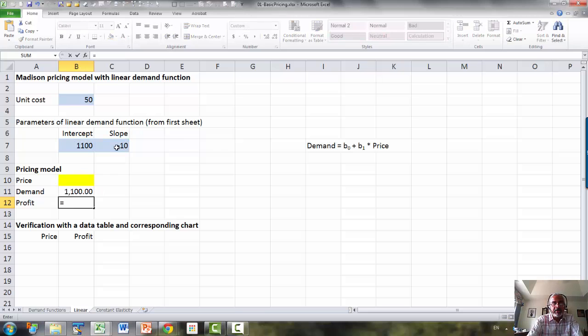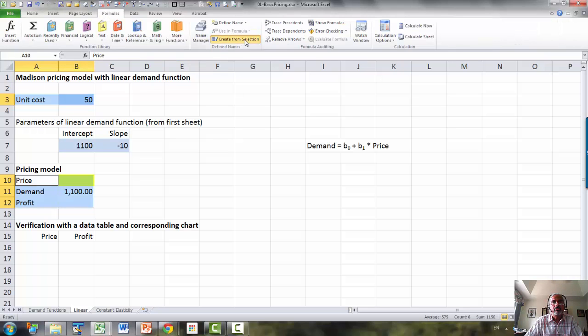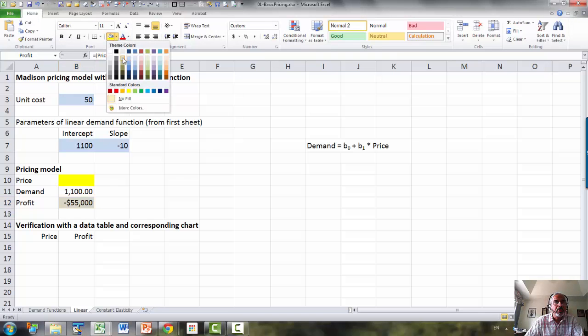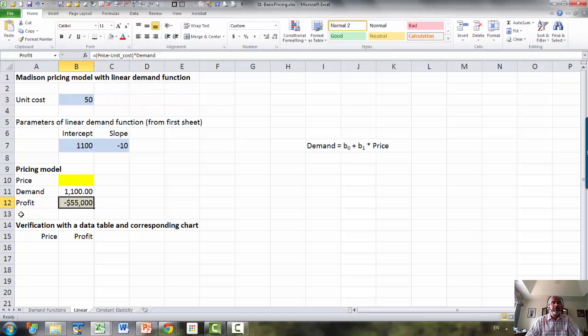So profit then is, okay, let's give some names here, unit cost, and then these three. Okay, then profit is price minus unit cost times demand, and that's what we want to maximize. That's our objective cell. So now we are ready to run the solver.